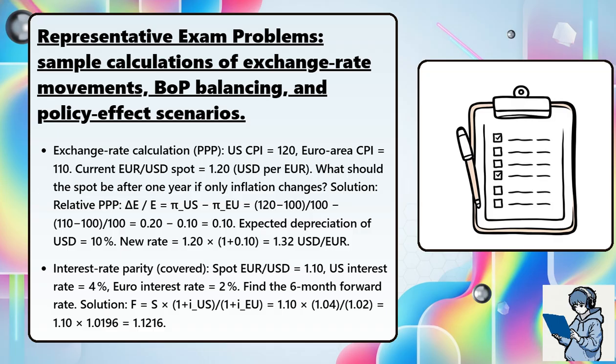Solution: forward rate equals spot times (1 + i_US) divided by (1 + i_euro). That is 1.1 times (1.04) divided by (1.02) equals 1.1 times 1.0196 equals 1.1216.